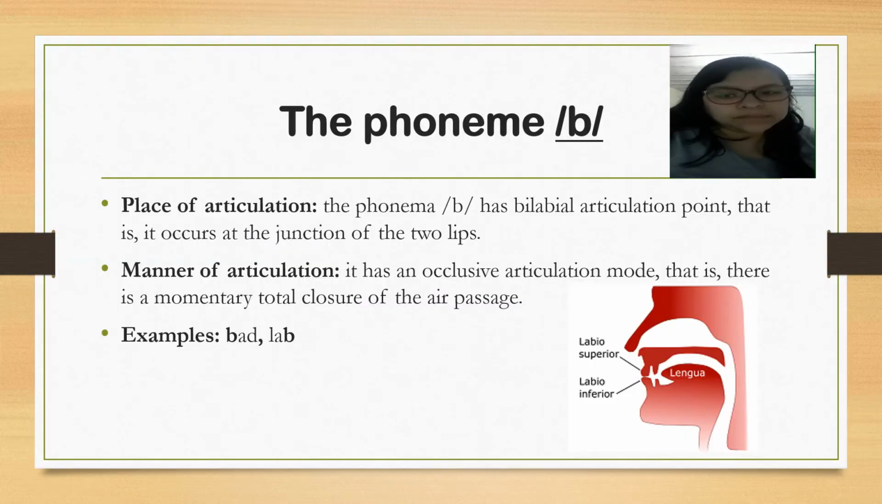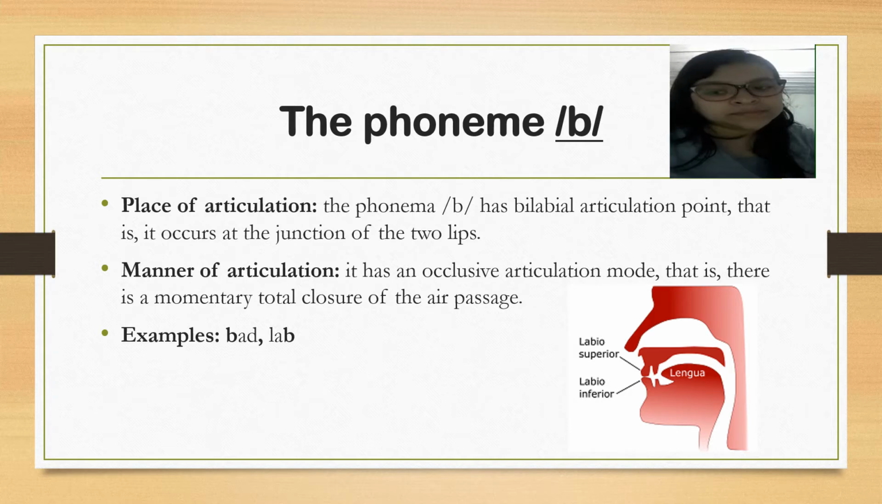The phoneme B. The phoneme B has a bilabial articulation point, that is, it occurs at the junction of the two lips. As for the manner of articulation, it has an occlusive articulation mode, that is, there is a momentary total closure of the air passage. The pronunciation of this symbol is B. Example: bat, lap.